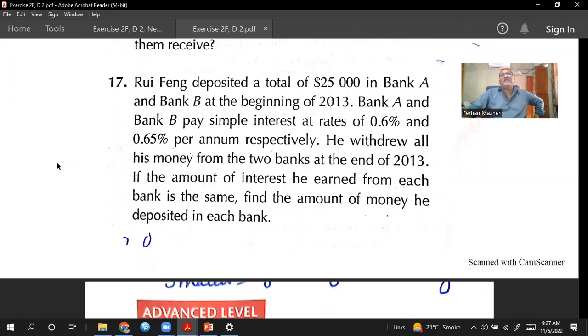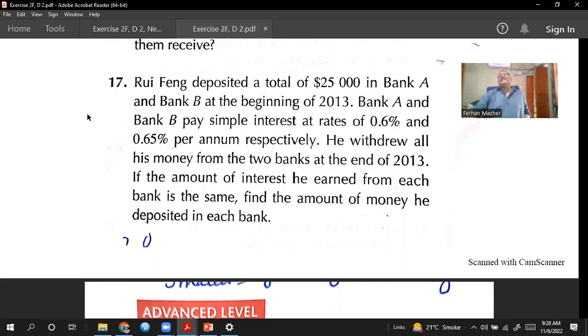He says, Rui Feng deposited a total of $25,000 in bank A and bank B at the beginning of 2013. So the total amount put in bank A and bank B is $25,000. Some money was put in bank A, some money in bank B. Bank A and bank B pay simple interest at the rate of 0.6% and 0.65% per annum respectively. He withdrew all his money from the two banks at the end of 2013. If the amount of interest he earned from each bank is the same, find the amount of money he deposited in each bank.